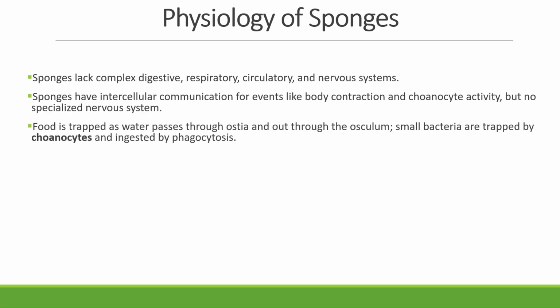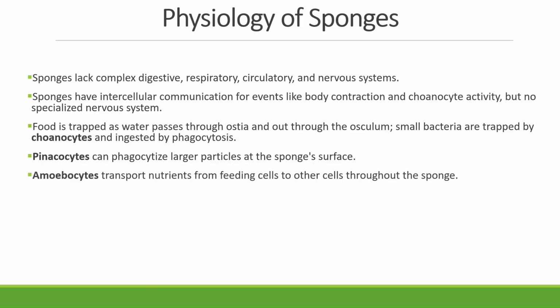Water enters through the ostia, passes over the choanocytes where food is trapped and eaten by phagocytosis, and then exits through the osculum. Small bacteria, anything smaller than, let's say, less than 1 micron, are captured by the choanocytes. Larger particles that make it to the outer surface can be engulfed directly by the pinacocytes. Remember, those are the cells that make up the epidermis-like surface of the sponge.